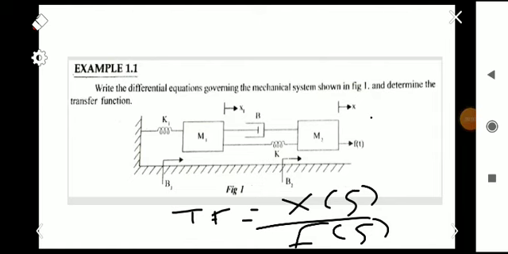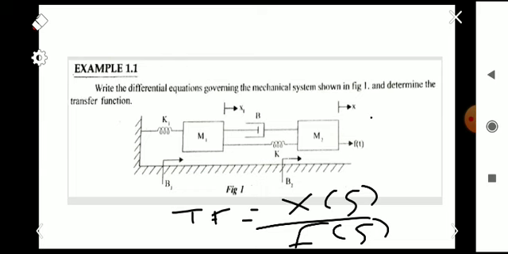Hi all. So in this video we are going to discuss the problems regarding the mechanical translation system. So this is the figure given. The problem is to write the differential equations governing the mechanical system shown in figure 1 and determine the transfer function. So we have to determine the transfer function of the body.